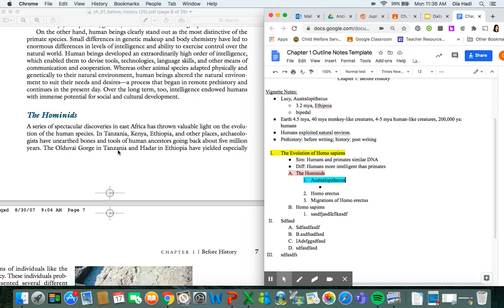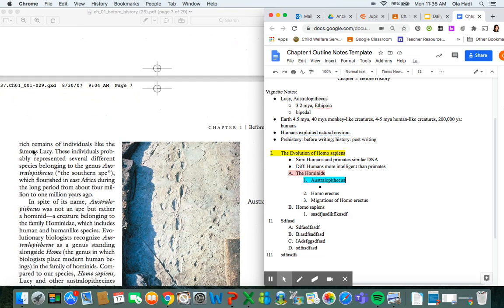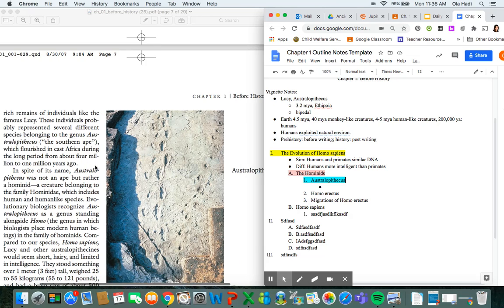The Olduvai Gorge in Tanzania and Hadar in Ethiopia, both in Africa, have yielded, or given, especially rich remains of individuals like the famous Lucy. Rich means a lot of, in this case. So we have bones or skeletons, remains of creatures like Lucy. These individuals probably represented several different species belonging to the genus Australopithecus, the southern apes. This is a nickname for creatures that were like the ancestors of humans, which flourished, or did really well, in East Africa during the long period from about 4 million to 1 million years ago.